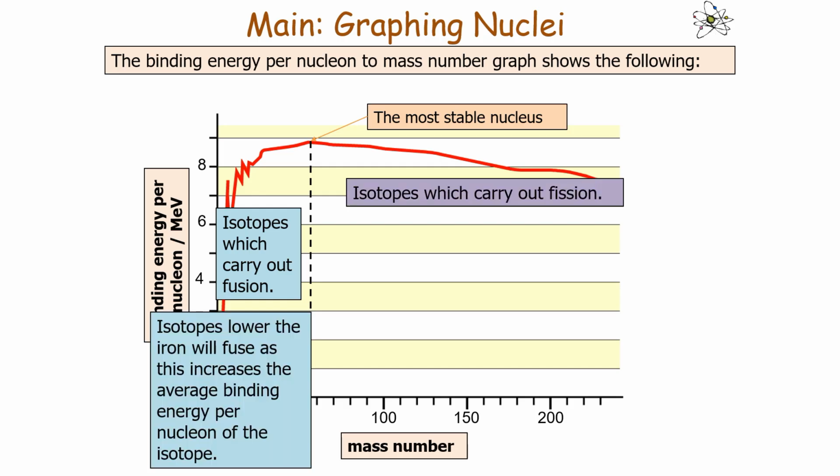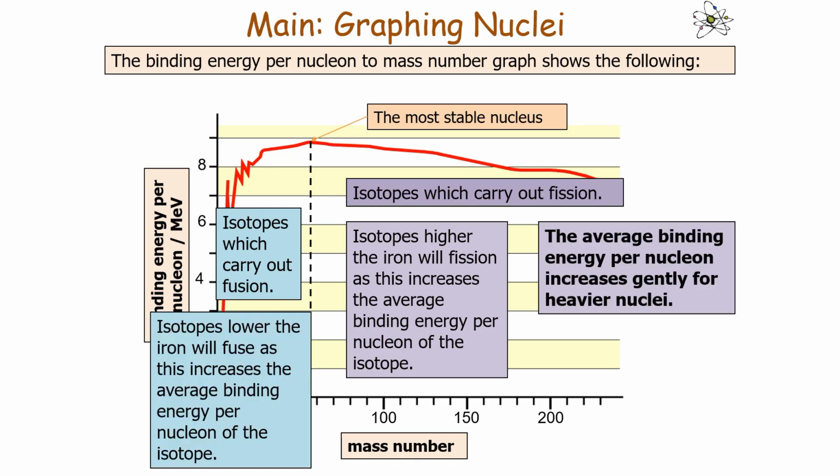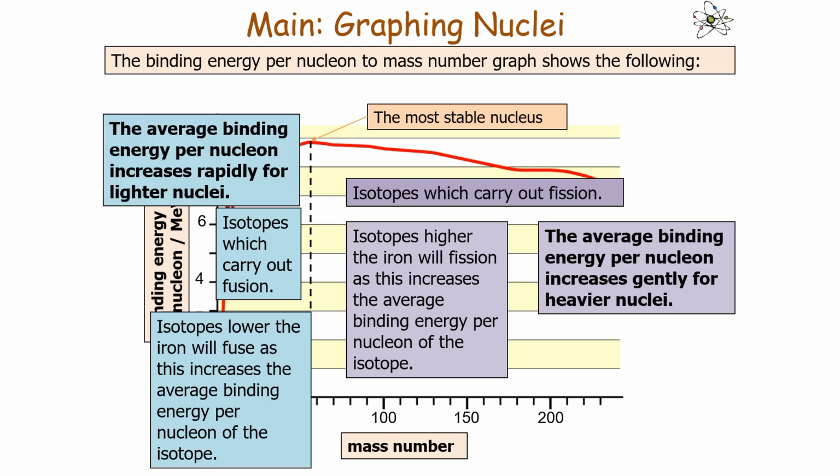So isotopes lower than iron will fuse, as this increases the binding energy per nucleon of an isotope, whilst isotopes higher than iron will fission, as again this increases the average binding energy per nucleon of the isotope. You'll notice that the average binding energy per nucleon increases gently for heavier nuclei, those isotopes beyond iron, whilst it increases rapidly for those lighter nuclei carrying out nuclear fusion.